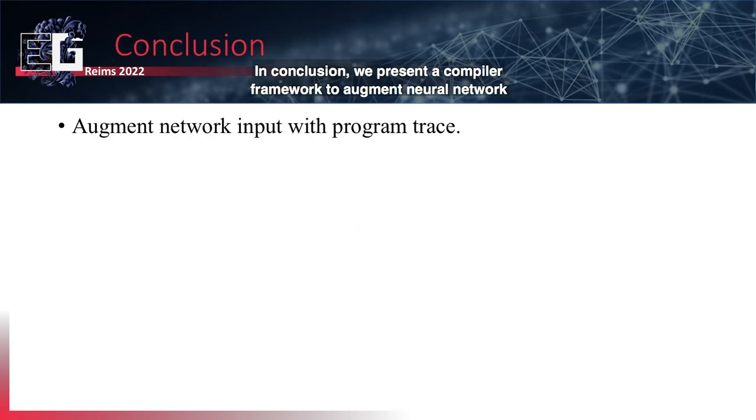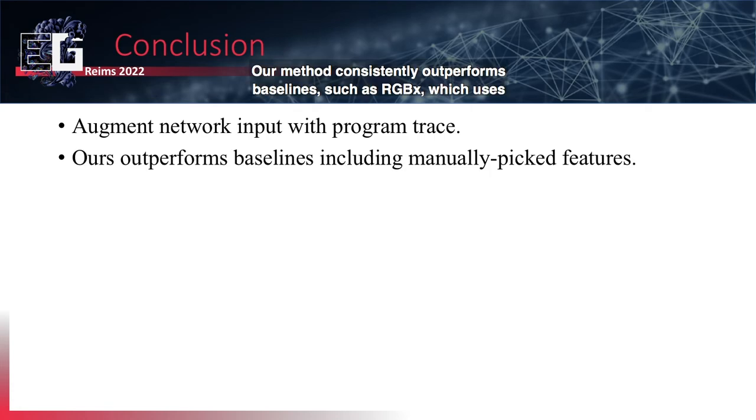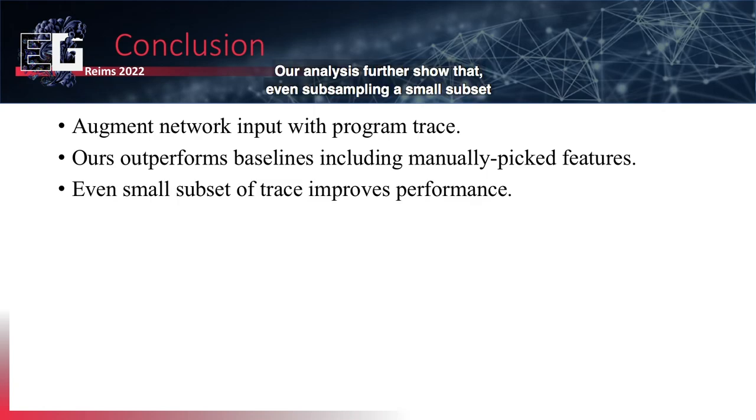In conclusion, we present a compiler framework to augment neural network input with shader program traces. Our method consistently outperforms baselines such as RGBX, which uses manually picked auxiliary features as model input. Our analysis further shows that even subsampling a small subset of the trace can already improve performance against the baselines. With this, I will conclude my talk.